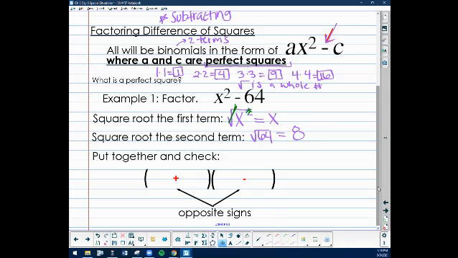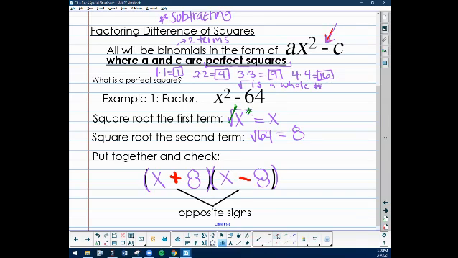Okay, whenever we're doing difference of perfect squares, our final answer, we've got our two sets of parentheses, right? But then in the middle, one sign is positive and one sign is negative. And that's always going to be how we factor perfect squares, right? So what we do with this is the square root of the first term will go in the first spot, and the square root of the second term will go in the second spot. Okay, and that is my answer.